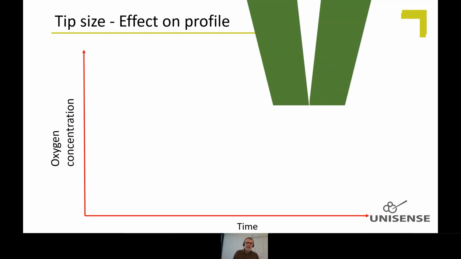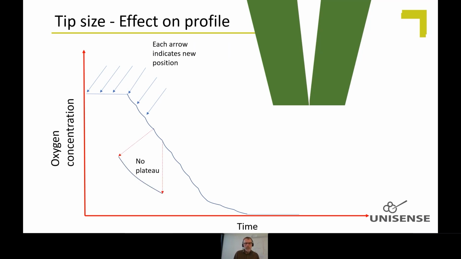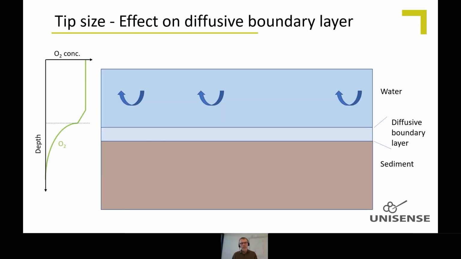If we insert a big sensor, you will see a different type of profile, because if you look at these, they don't reach the plateau, they just keep decreasing. And this is because the sensor will block part of the access of oxygen to the sediment in front of the sensor, and it will take a little while before you have a new steady state here. So you will see this as a drifting sensor, a very slow responding sensor, if this is a problem.